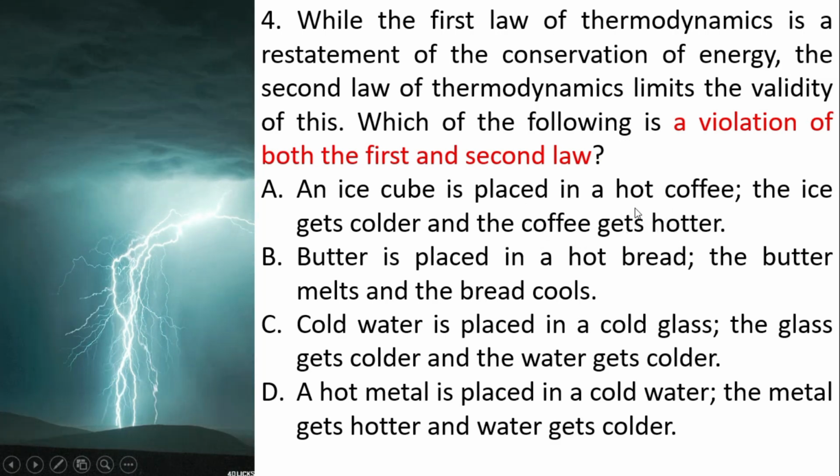Okay? So again, energy cannot be created nor destroyed. So where did the energy to make the coffee hotter come from, since all that was added is an ice cube, which contains less or mostly no energy at all to make the coffee hotter than before? Okay, so only the first law is being violated by choice A.